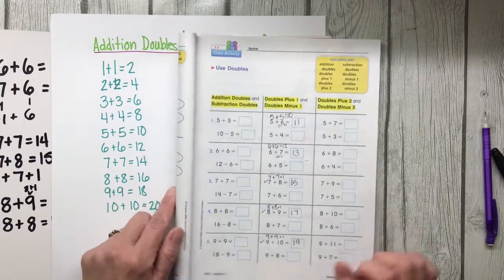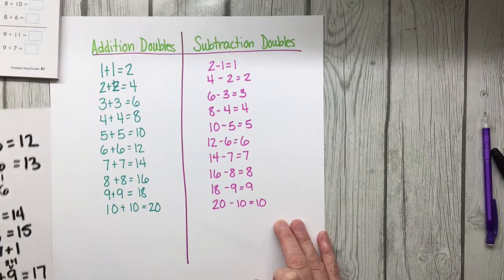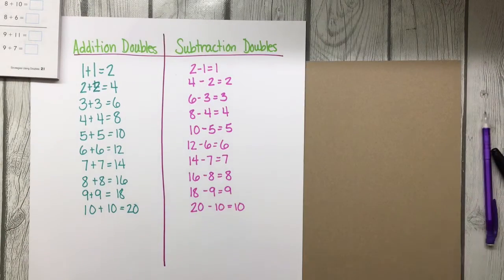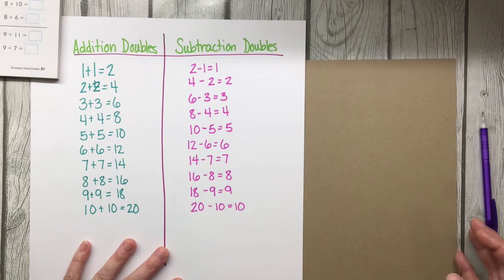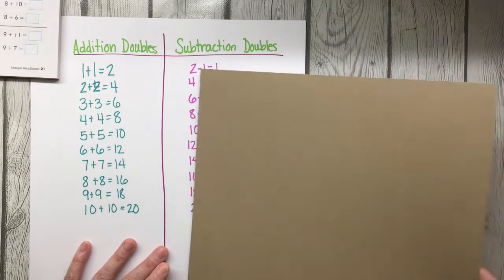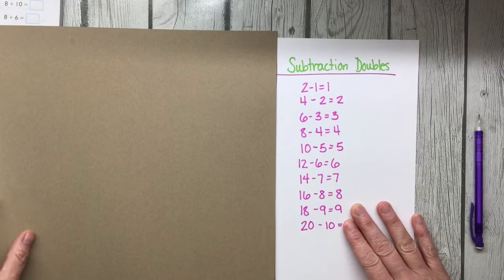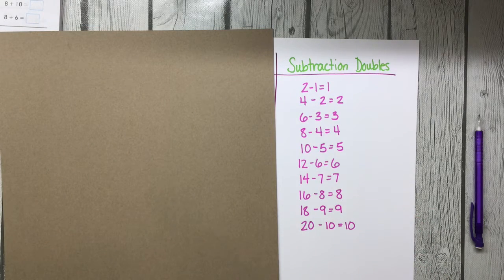Now let's take a peek at subtraction doubles. Subtraction doubles aren't all that different from the addition doubles plus 1. Maybe go like this. There we go. Can you see all that? Yes, you can.